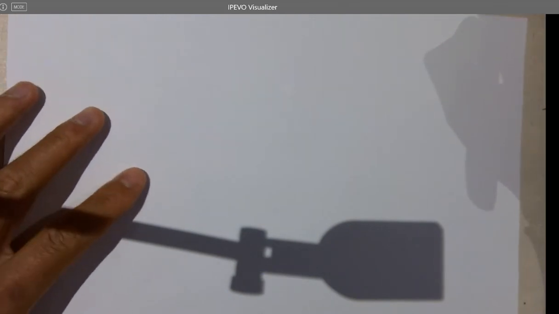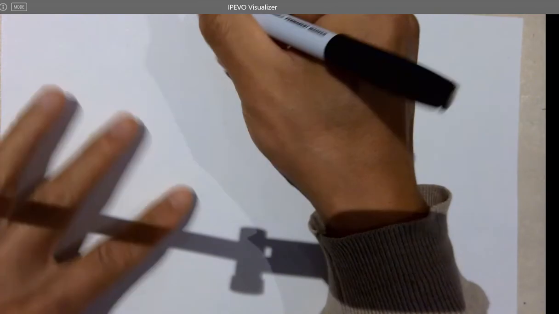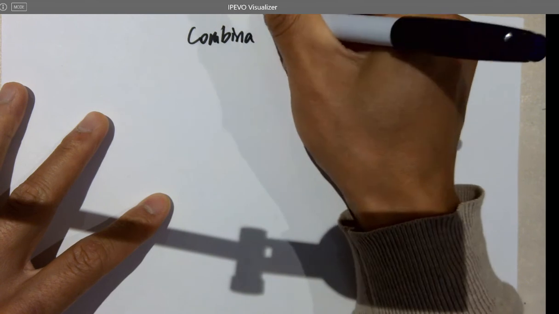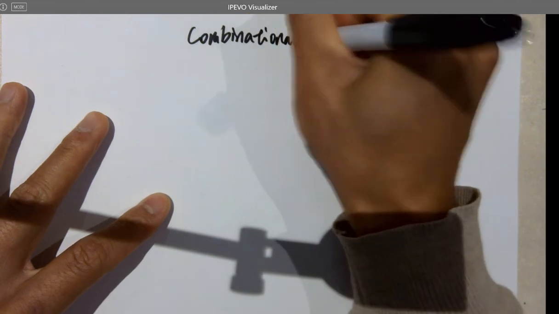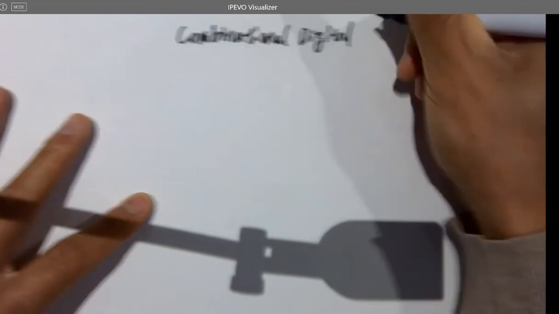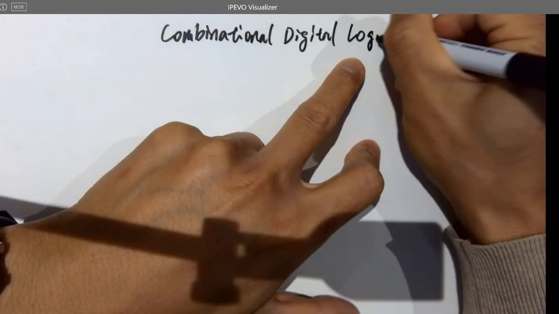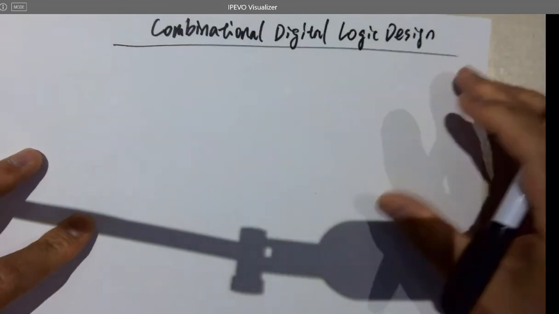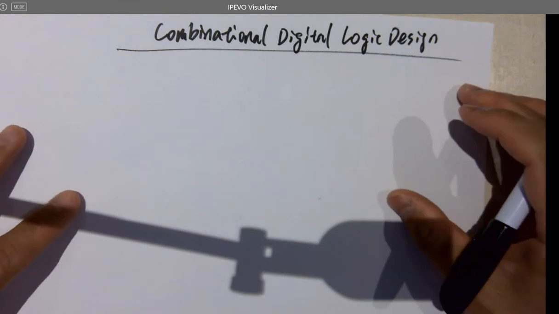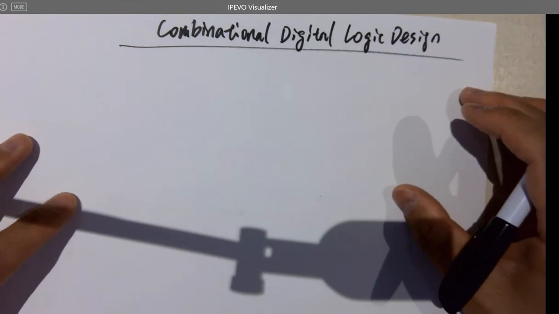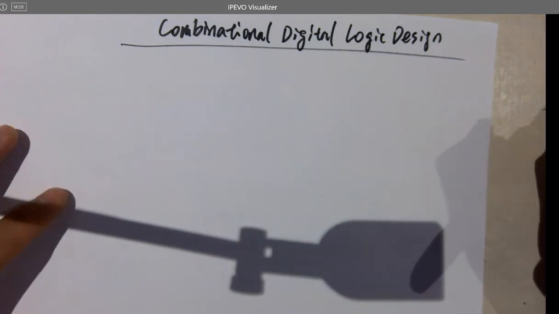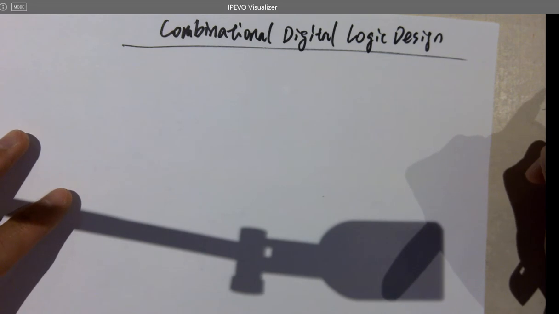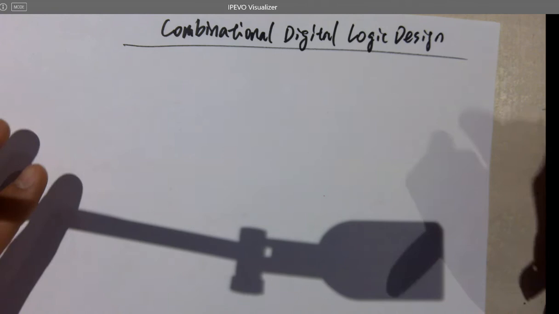And one more thing. For just general combinational digital logic design, where should you start? I mean, if the customer tells you that we need a digital circuit from this truth table, or from this input and output, we want to start with the truth table, right? I just told you the answer. I'll start with the truth table.